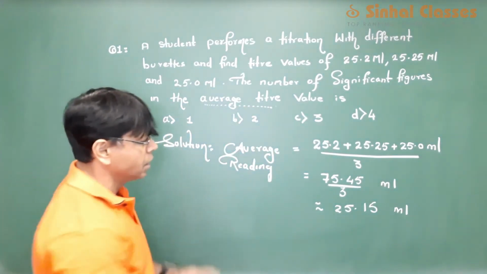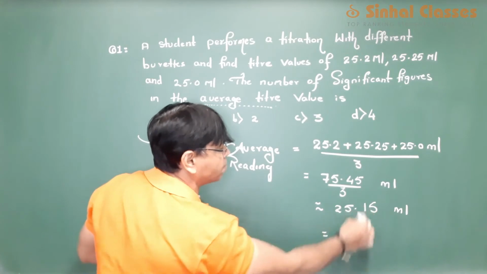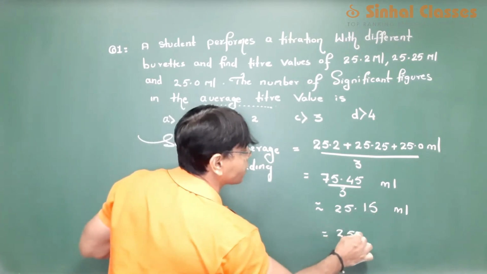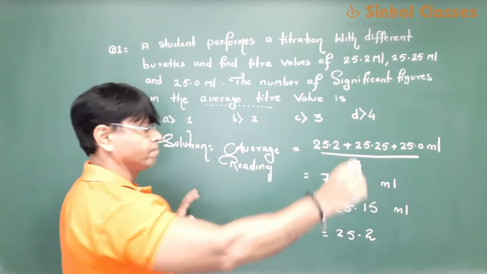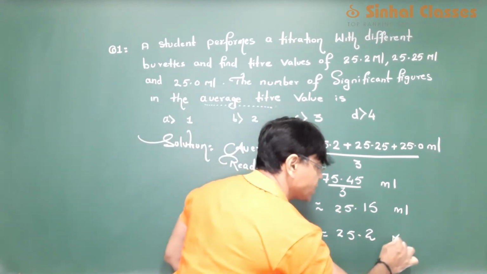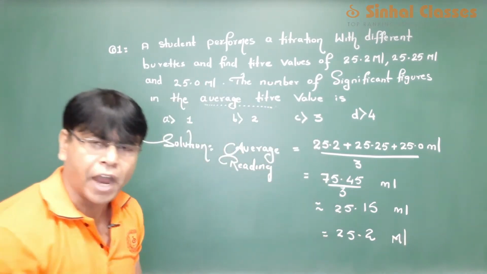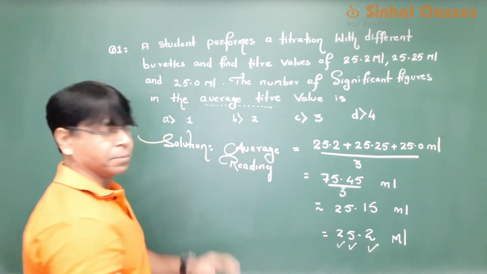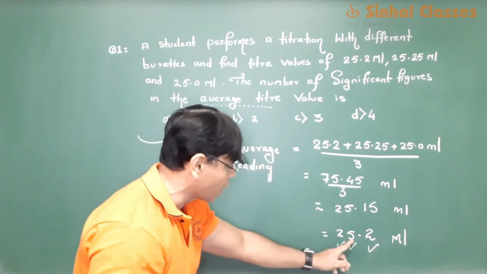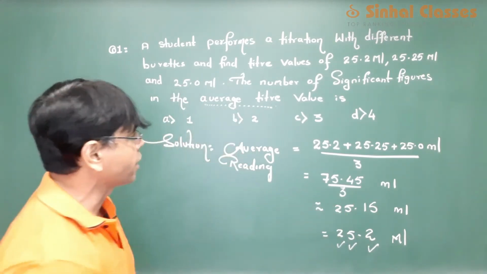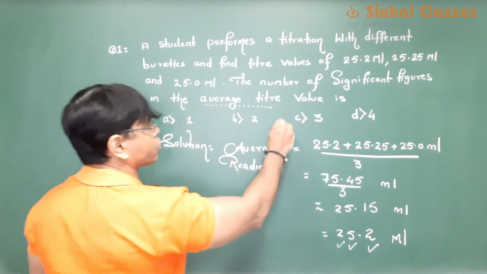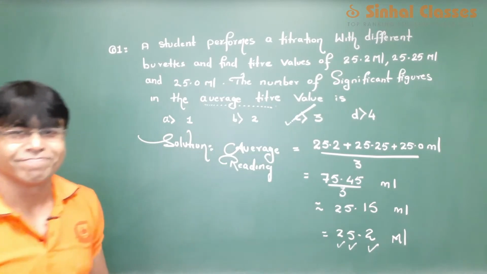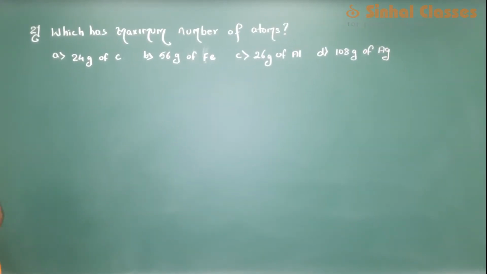25.15 ml. Now you just are required to round it up, so it becomes 25.2 ml. So the average reading comes out to be 25.2. So the significant figures will be 3 of them: 1, 2, 3. 3 significant figures. So the answer for this question is C. We go for the second question now.